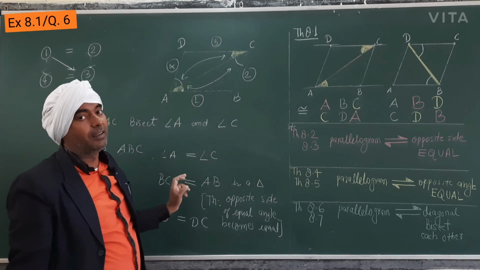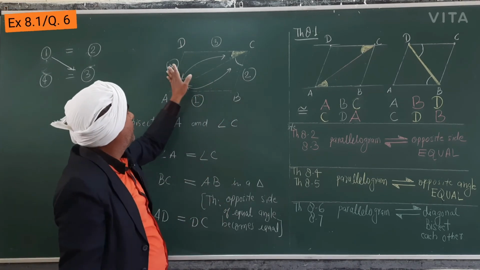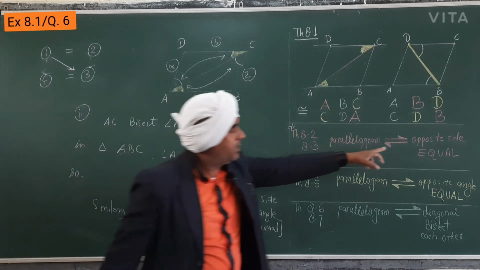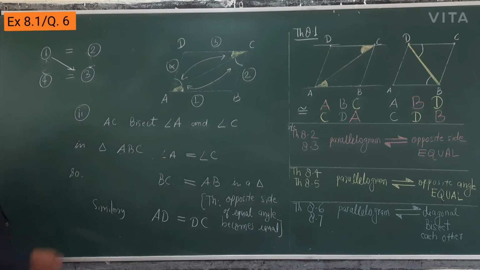Why? Opposite sides of a parallelogram. 2 and 4 are opposite sides of a parallelogram. These opposite sides are equal. So this was only for your understanding.